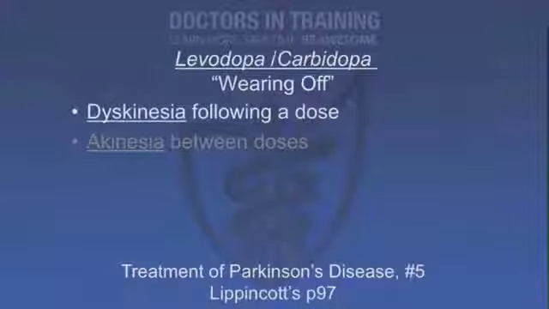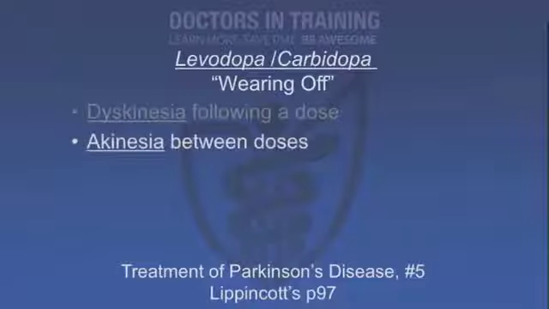So you can have some dyskinesia or difficulty with movement following the dose, and you can have akinesia or absent movement or lack of movement between doses. So the pharmacokinetics of levodopa and carbidopa: these drugs are absorbed rapidly from the small intestine when they're given without food, given on an empty stomach.